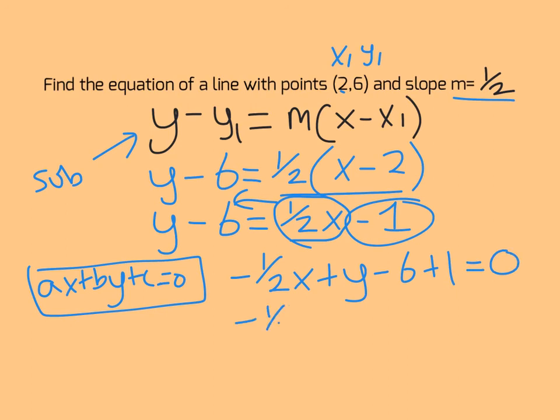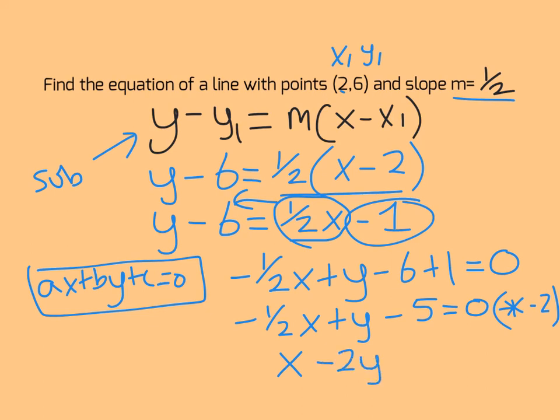Simplify that: minus a half x plus y minus 5 equals 0, and I'm going to multiply that by minus 2 in order to get rid of this minus half at the front. So minus 2 by minus a half gives me x, minus 2 by plus y gives me minus 2y, and minus 2 by minus 5 gives me plus 10 equals 0.